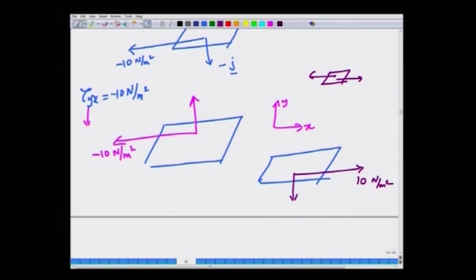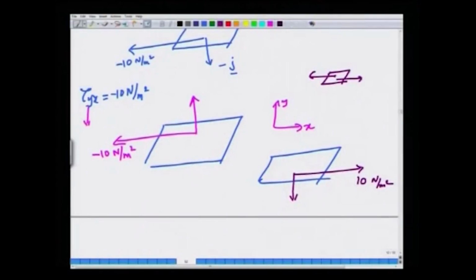So, this sign convention tells you basically the following: if the value of the stress component is positive, then the force is acting in the positive direction on a surface whose unit normal is in the positive direction. The first subscript tells you the direction of the unit normal and the second subscript tells you the direction of the force. So, if I tell you tau y x is plus 10 Newtons per meter squared, that means that if you construct a unit normal to the surface in the plus y direction, then the force is acting in the plus x direction, or if you construct a unit normal in the minus y direction, the force is in the minus x direction.